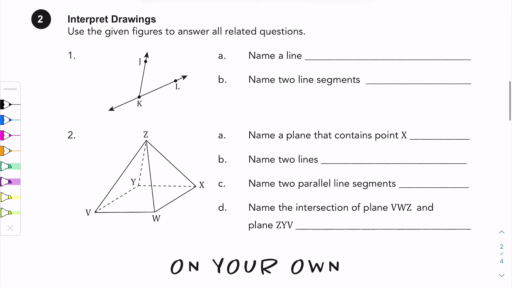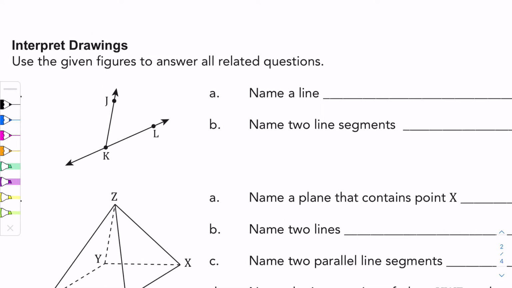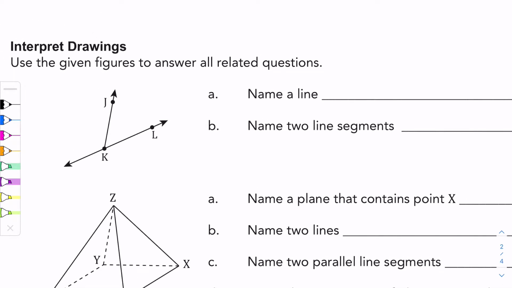Moving on to more examples. We have a couple of drawings here. So number 1, we're going to answer parts A and B for number 1. Part A asks us to name a line. So there's actually only one line in this figure.